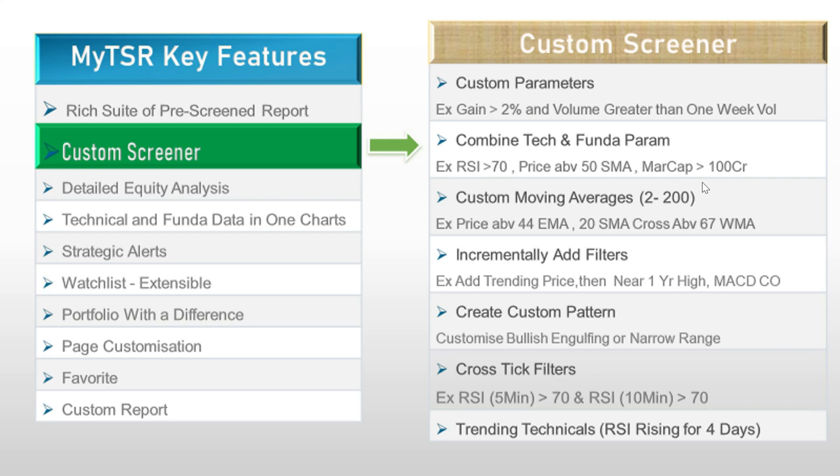You can incrementally add filters. For example, if you feel that your primary analysis is on the price, which is gaining above 2%, then you also want price to be trending. Then you can incrementally add the second parameter. Then you're also looking for near 1 year high, within 5%, 10%. You see the results. Then you can also add MACD crossover. So this is how you can incrementally add and create a powerful and robust strategy for yourself using the filters.